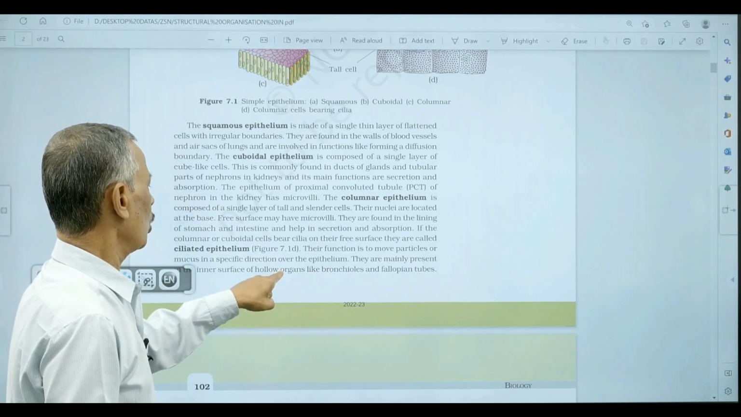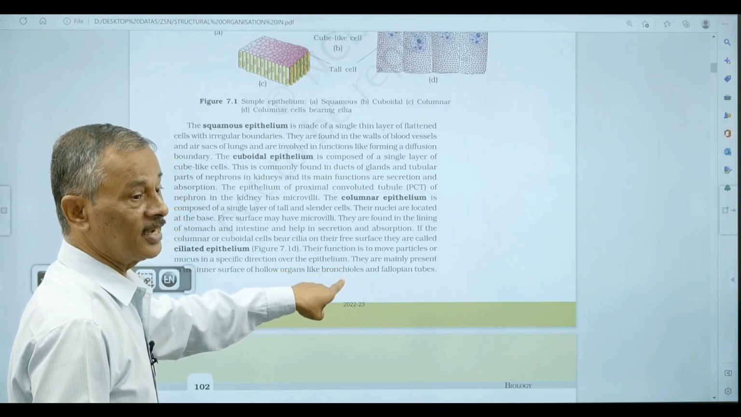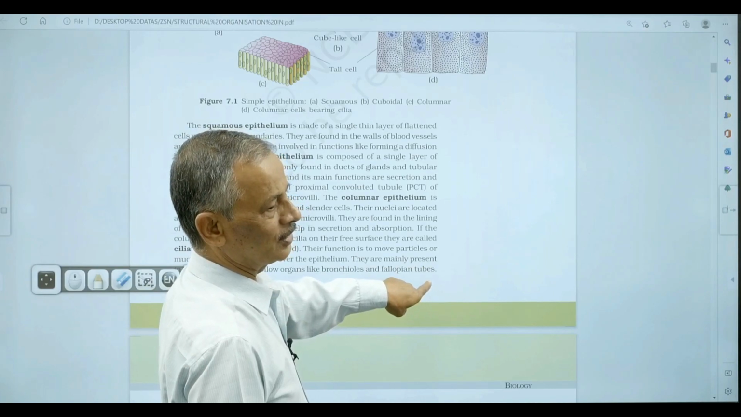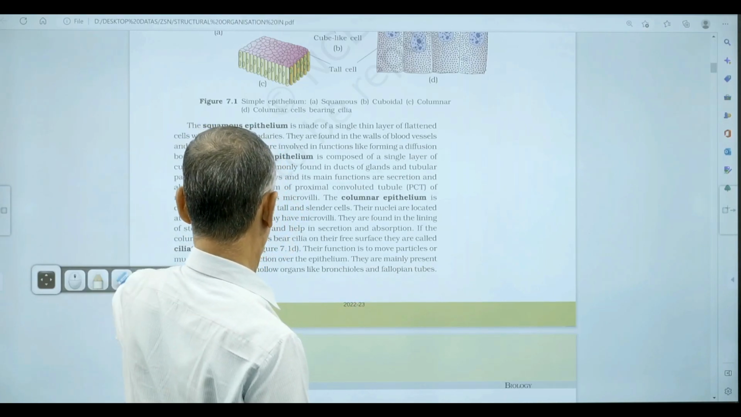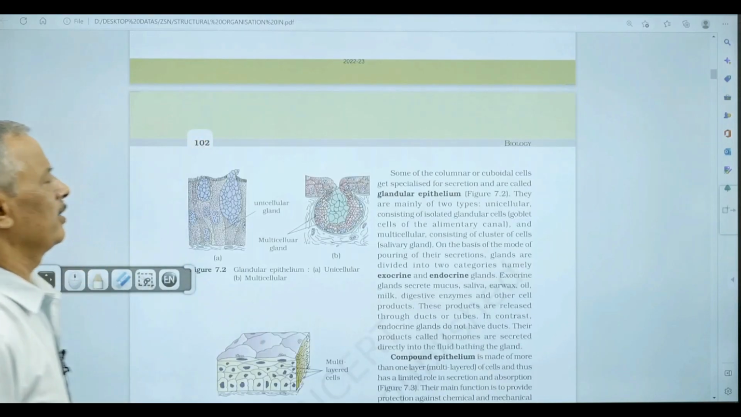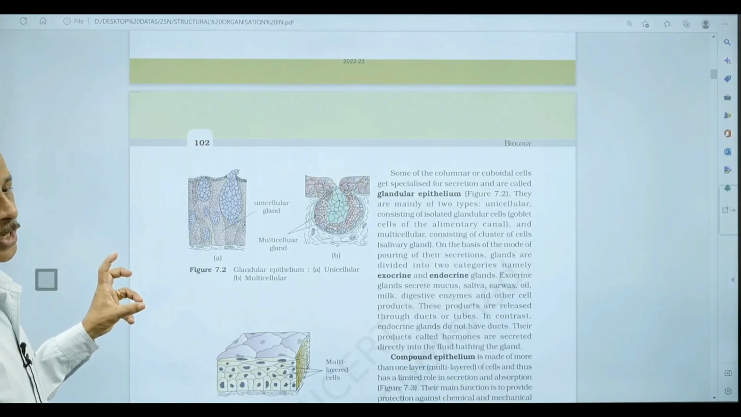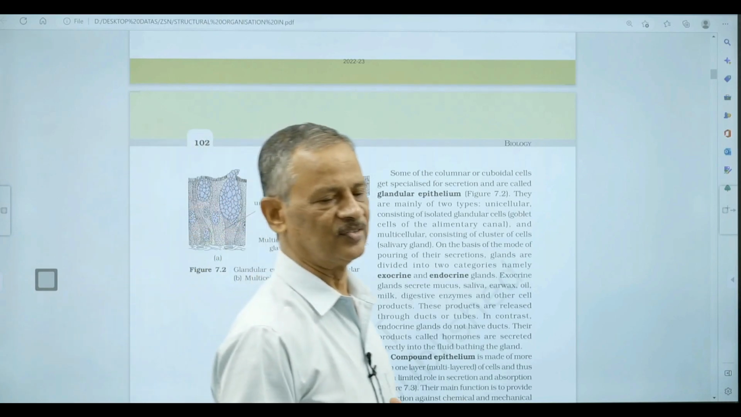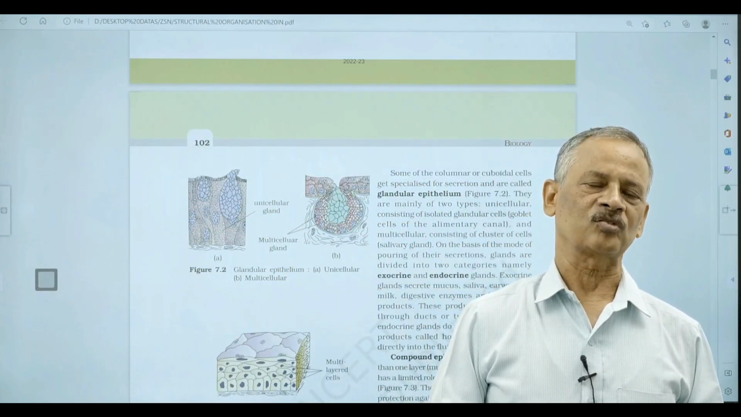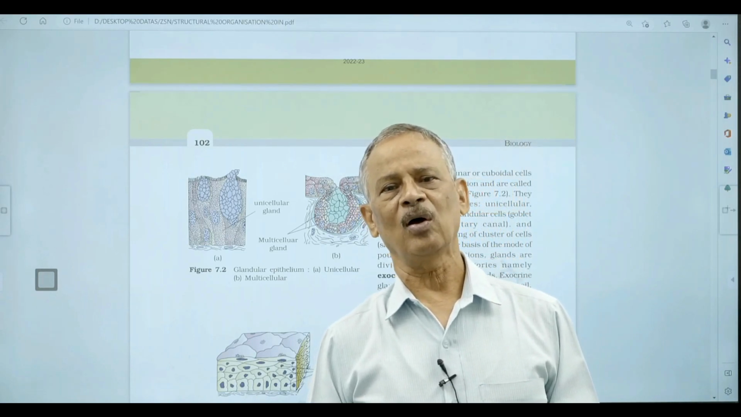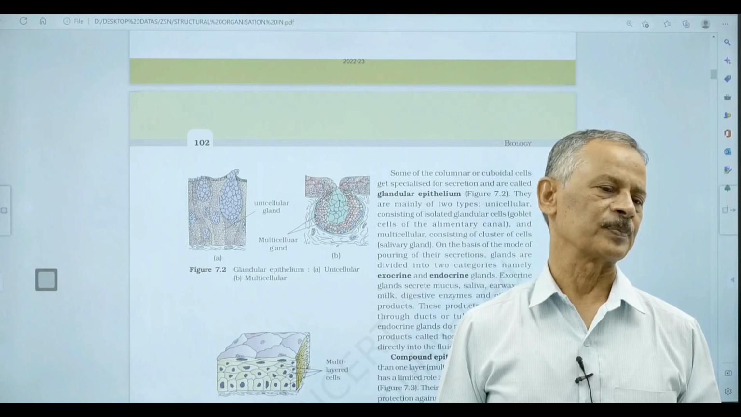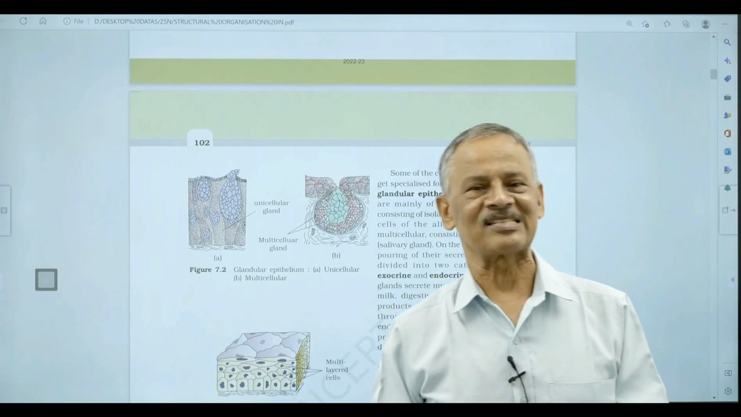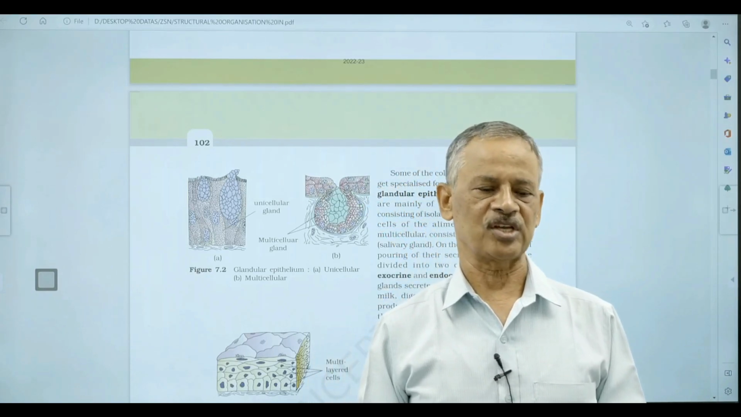In hollow organs like bronchioles, you are having ciliated cuboidal epithelium. In the fallopian tube, ciliated columnar epithelium. And sometimes you may be having brush-bordered epithelium. As I told you, brush-bordered cuboidal epithelium is seen in PCT and DCT, the proximal and distal convoluted tubules of the nephron of kidneys. And brush-bordered columnar epithelium is present in our intestine, the small intestine especially.